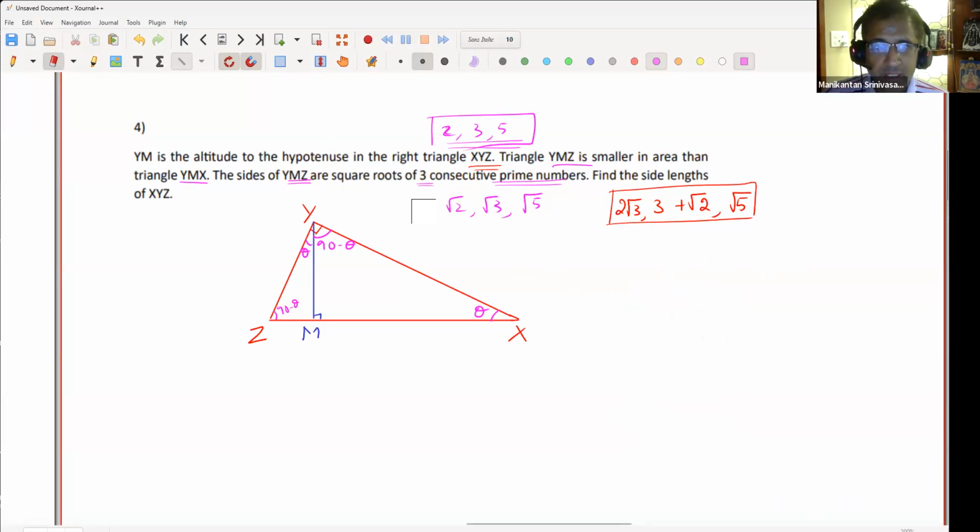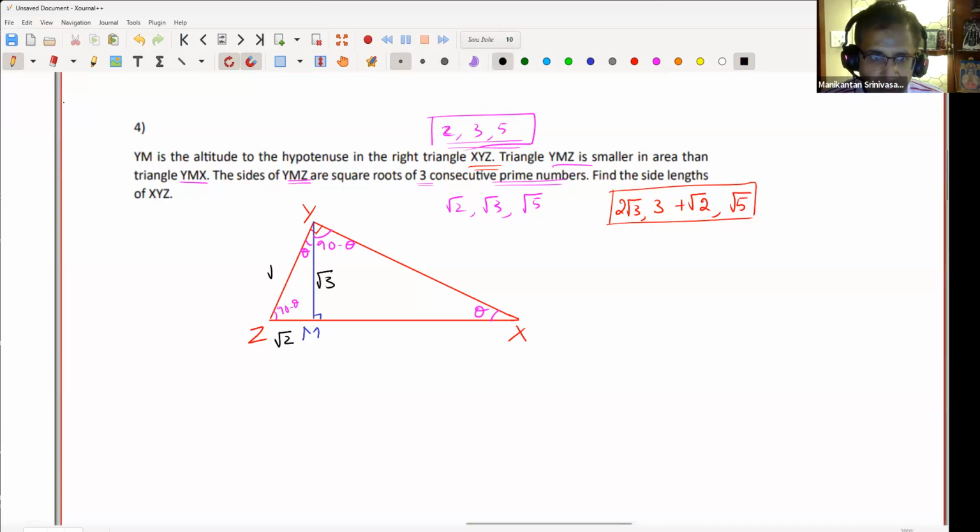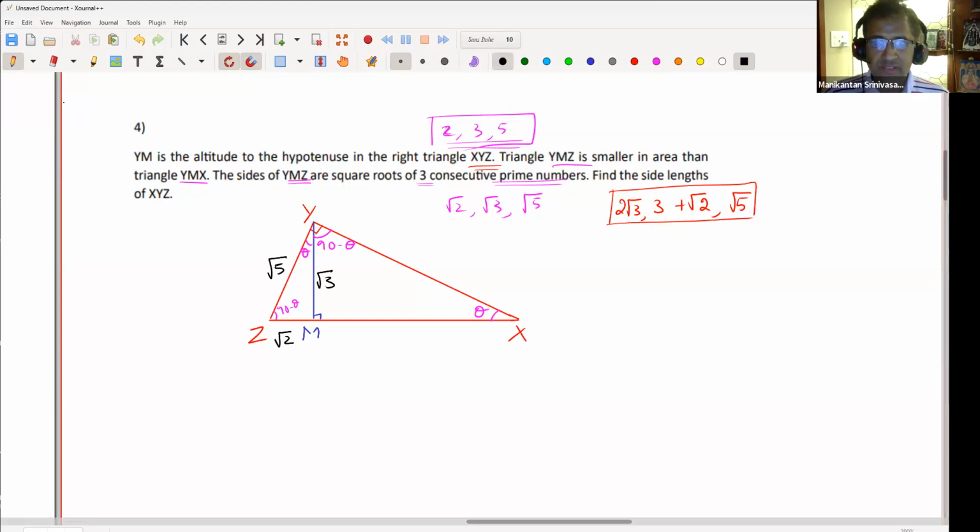So find the side lengths of X, Y, Z. So we found the side lengths of YMZ. Let's mark, based on look, we can see which is the smallest, right? The side opposite to Y will be the smallest here. So this will be root 2, this will be root 3, and this will be root 5. And now it's just a question of similarity, right?